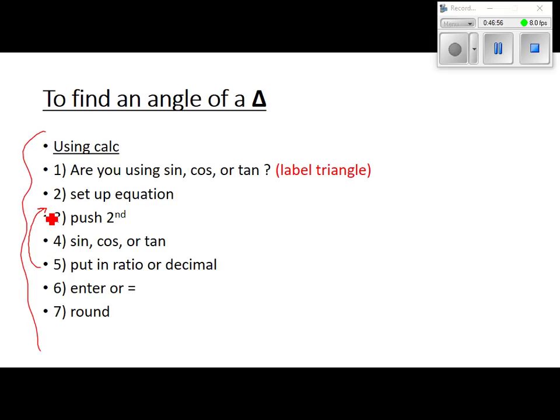Notice, what did I write in red there? Label triangle. Gotta label the triangle first every single time. If I didn't beat that into your head enough with 30, 60, 90, and the 45, 45, 90 triangles, then we're gonna do it some more, because that's what you gotta do every single time.